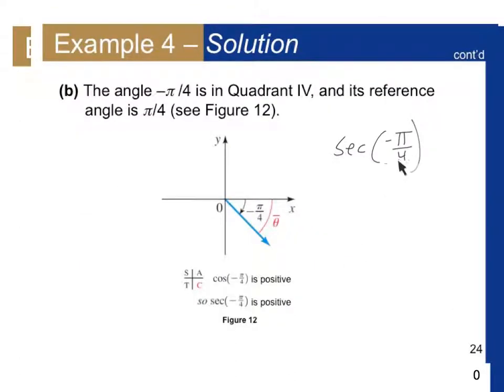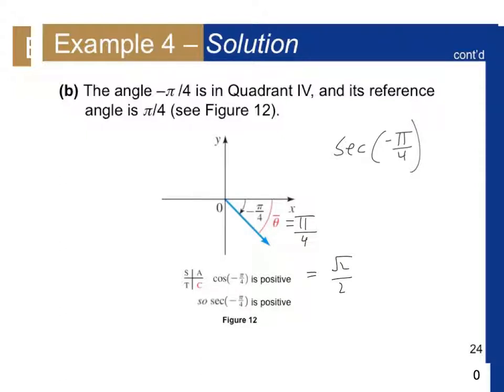Now we're looking at secant of minus pi over 4 for part B. The angle minus pi over 4 takes us to quadrant 4, and our reference angle is just plus pi over 4, because our theta bar is pi over 4, going back to the x-axis. Remember, our reference angle is always positive. Now, cosine of pi over 4 is positive, and so is cosine of minus pi over 4. So we're just going to use that number, square root of 2 over 2. So we can say cosine of minus pi over 4 is square root of 2 over 2.